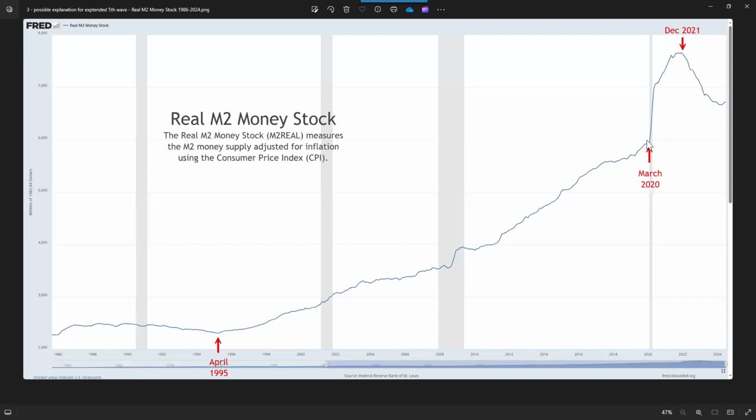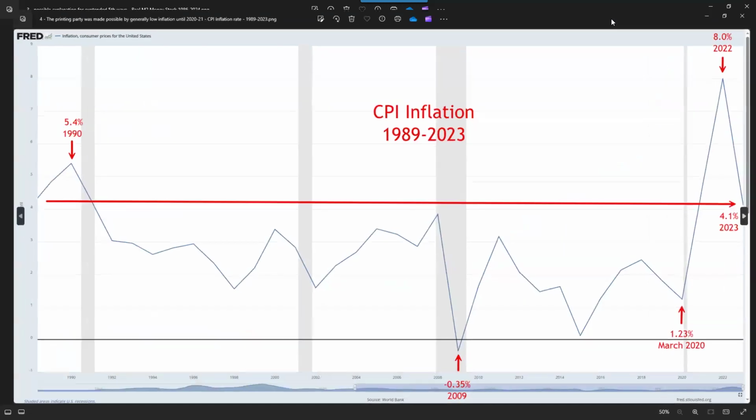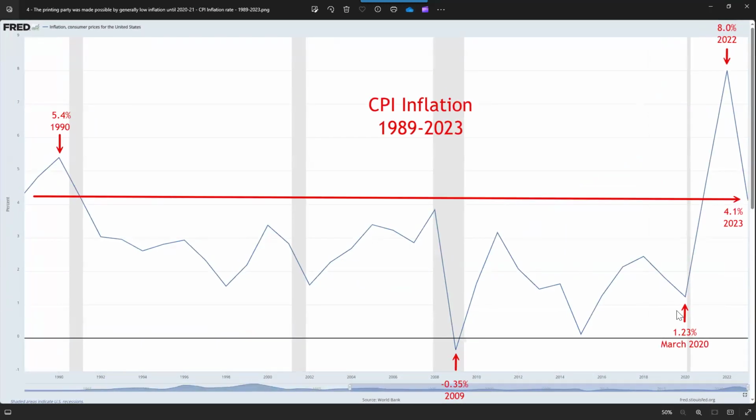The money printing became obscenely large, so far larger. It dwarfs the money printing that Bernanke did toward the end of 2008 and on from there, the systematic money printing. And that printing ended that expansion of money supply in about 2021. The printing party was made possible by low inflation. And I think the Fed, the Congress, and politicians, presidents, they all felt like, as long as we're not seeing runaway inflation, we can just go ahead and keep printing.